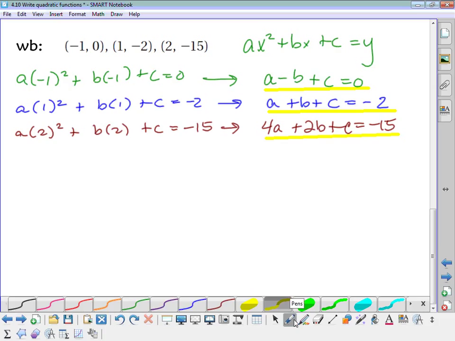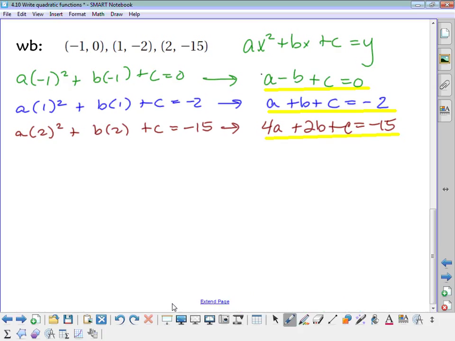So I'm going to combine the first two together, the a minus b plus c equals 0, and a plus b plus c equals negative 2. So if I add those together, I get 2a, the b's cancel out, plus 2c is equal to negative 2. Next, I'm going to get rid of b using this last one.